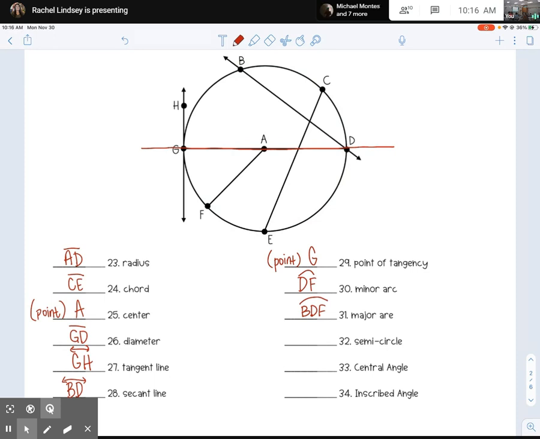Then we have a semicircle. Semicircle has to end on the endpoints of a diameter, so I know I'm going to have G and D, but I've got to find a middle letter. It can be any of these letters. Just depends on which arc you're looking at. So do you want it to be B, C, F, or E? E. So that would be this arc right here, G, E, D. That would be a semicircle.